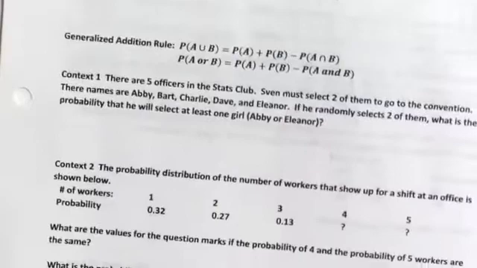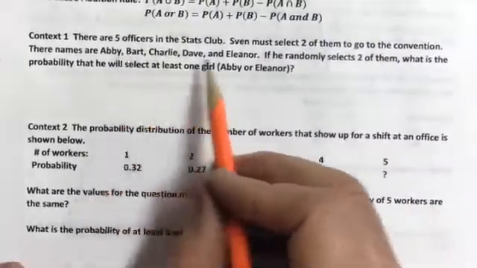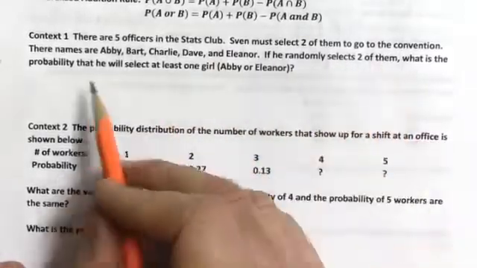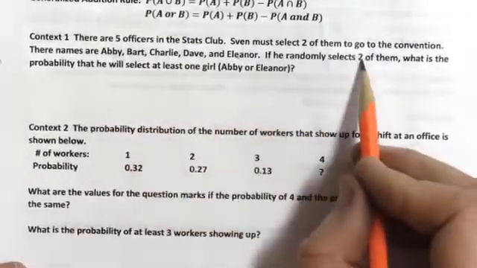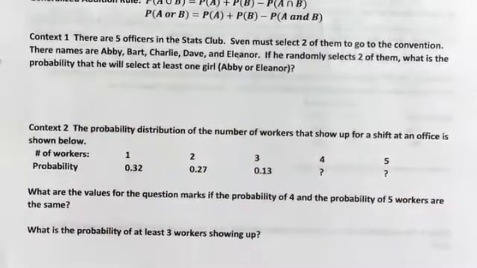So, okay, let's do some examples. I think that's the best way to understand this stuff. So context 1 says this: there are 5 officers in the stats club. Sven must select 2 of them to go to the convention. Their names are Abby, Bart, Charlie, Dave, and Eleanor. If he randomly selects 2 of them, what's the probability he'll select at least one girl, which is Abby or Eleanor?